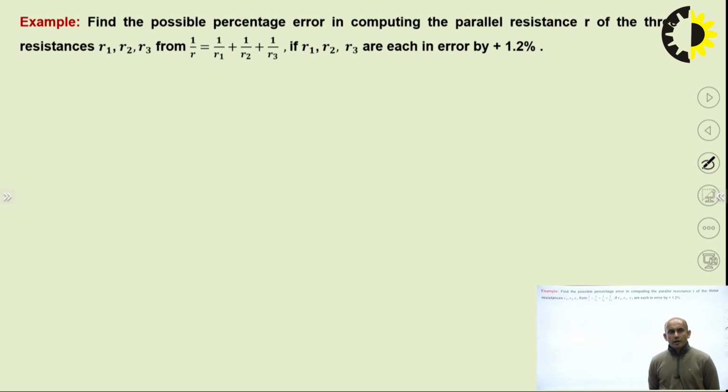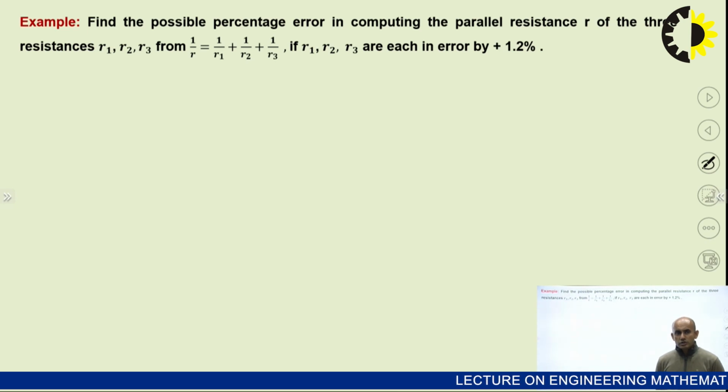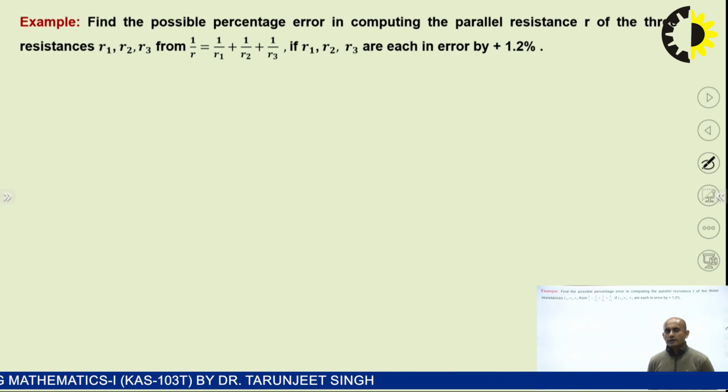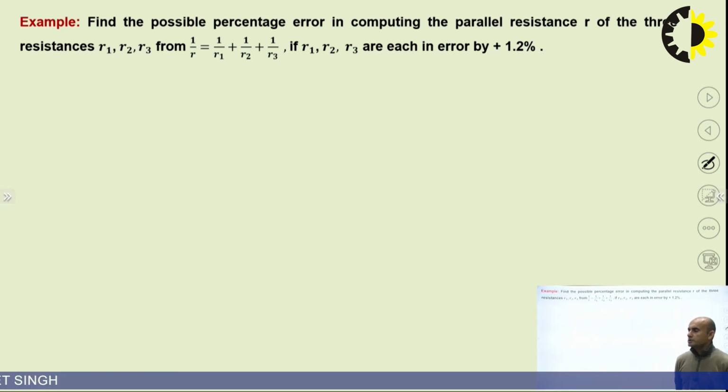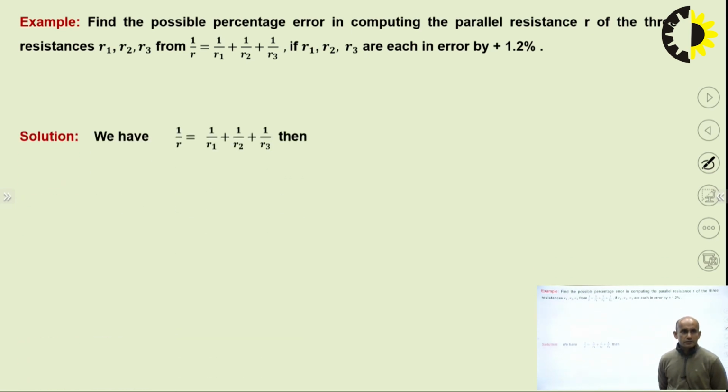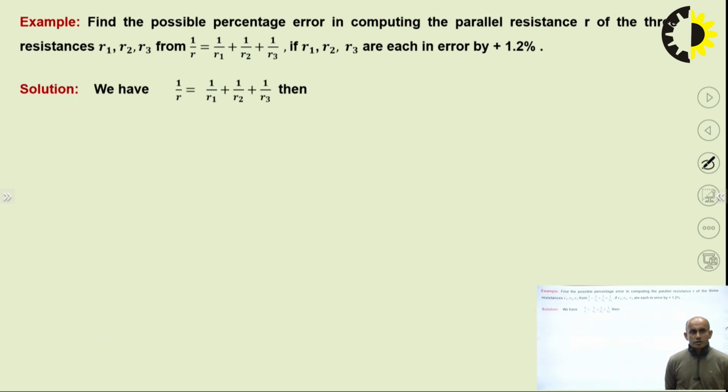If R1, R2 and R3 are each in error by 1.2%, and this is a positive error of 1.2%, then we have to find the possible percentage error in computing the parallel resistance R. So here we have to find the percentage error in R, and the percentage errors in R1, R2 and R3 are given here. First we take the relation 1 upon R equals 1 upon R1 plus 1 upon R2 plus 1 upon R3.